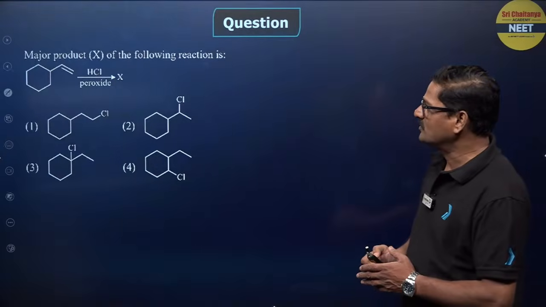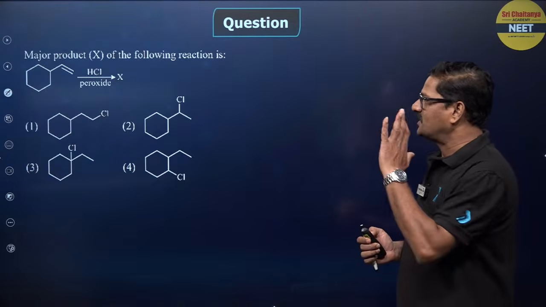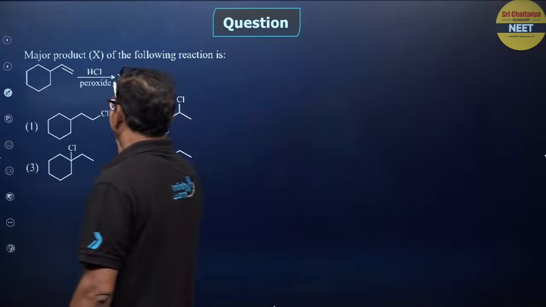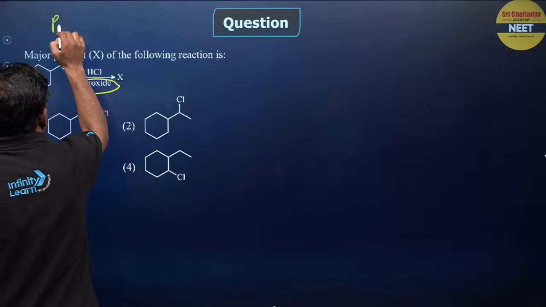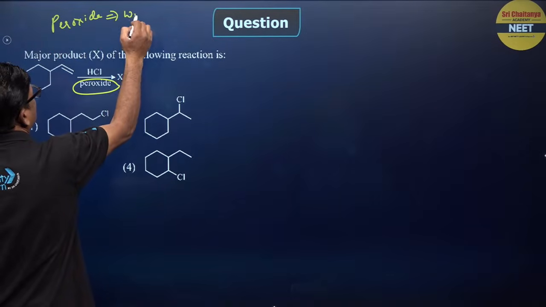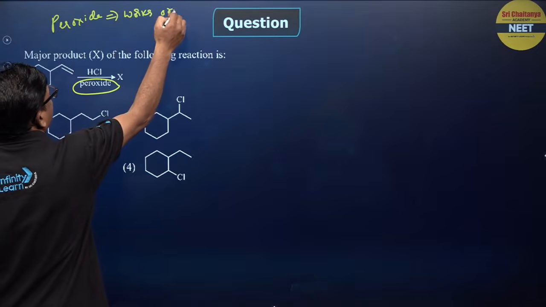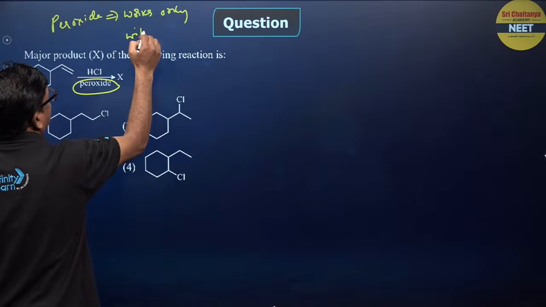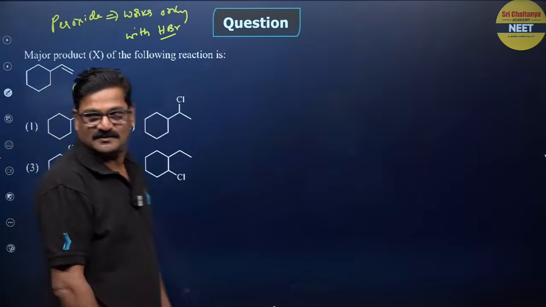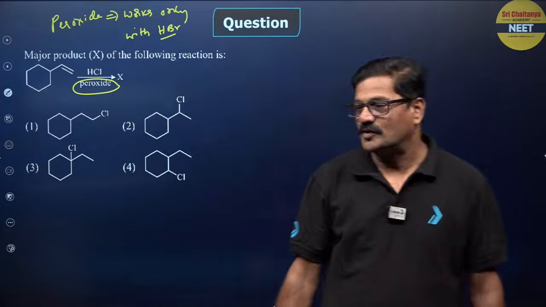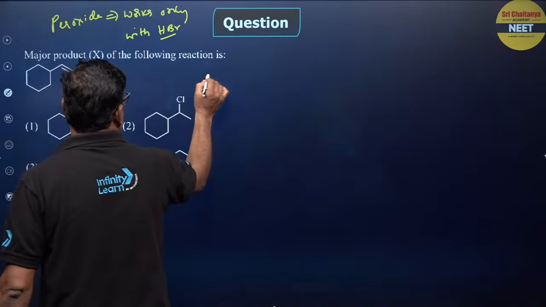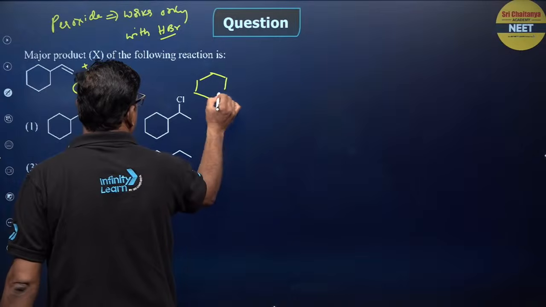Now, one more question here. The major product of the following reaction. If you use the peroxide, peroxide works only with HBr. It does not work with HCl, isn't it? So it forms a carbocation, H plus and Cl minus. Let me write the mechanism here.